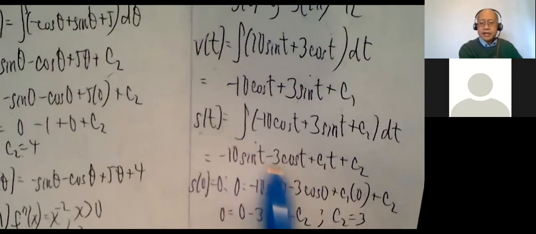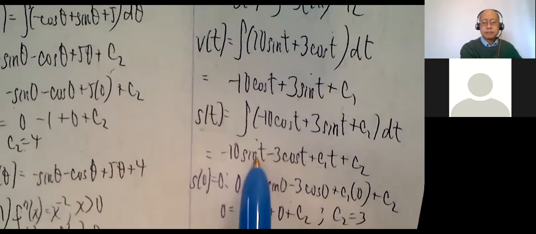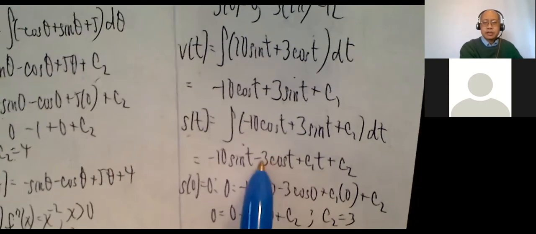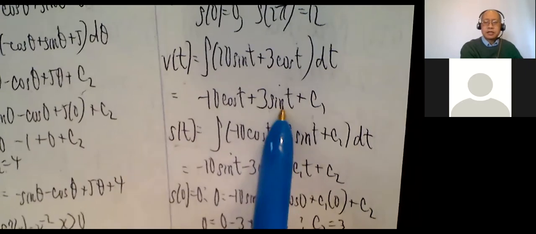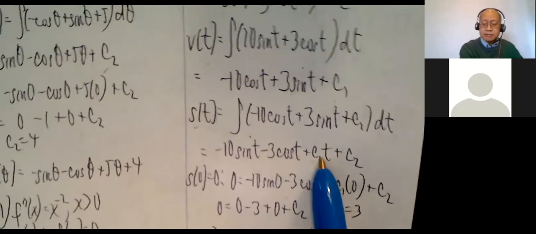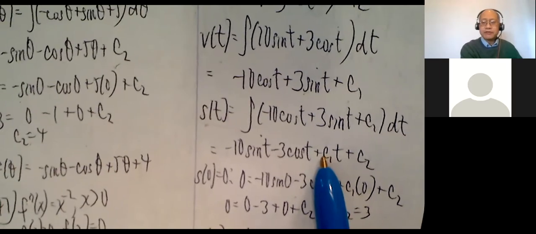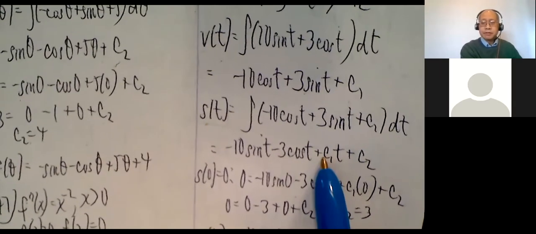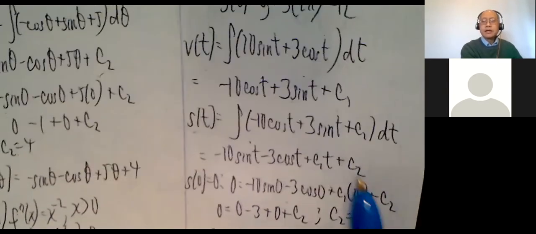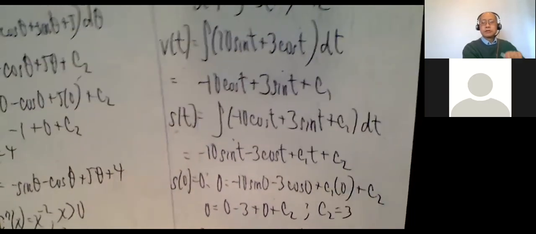So if I did this correctly, then the derivative of this should be this. Let's try it. What's the derivative of negative 10 sine t? Negative 10 cosine t. What's the derivative of negative 3 cosine t? Positive 3 sine t. What's the derivative of C1t? C1 is any constant: 3, 10, a million, negative 316,521.414828. They're all allowed. The derivative would just be C1. Plus C2. What's the derivative of C2? 0. So it works.